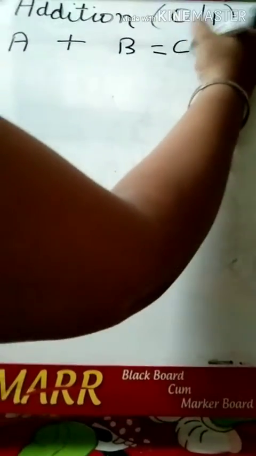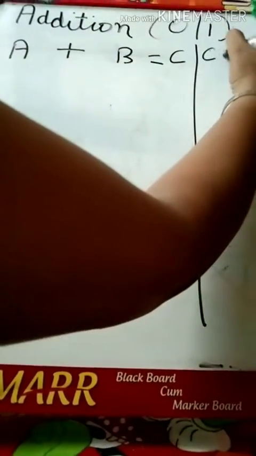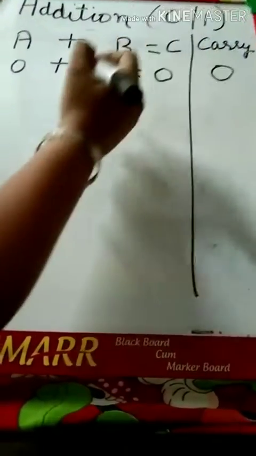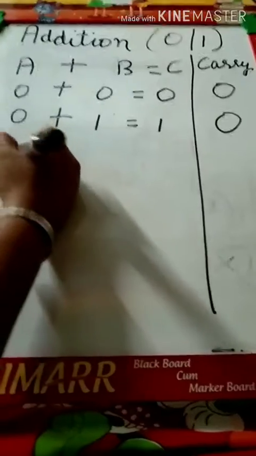Here I can take A plus B is equal to C, and this is the column of carry. So here I can write 0 plus 0 is equal to 0, and the carry is also 0. The next rule is 0 plus 1 is equal to 1 and the carry is 0. The third is 1 plus 0 is equal to 1, and the carry is also 0. Now the fourth rule: 1 plus 1 is equal to 0.